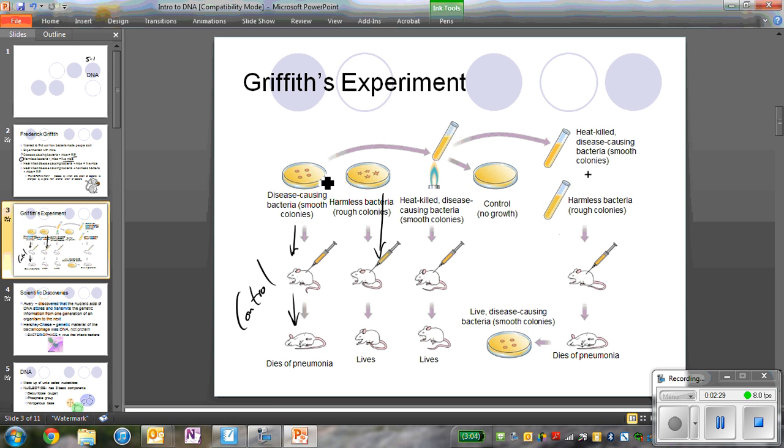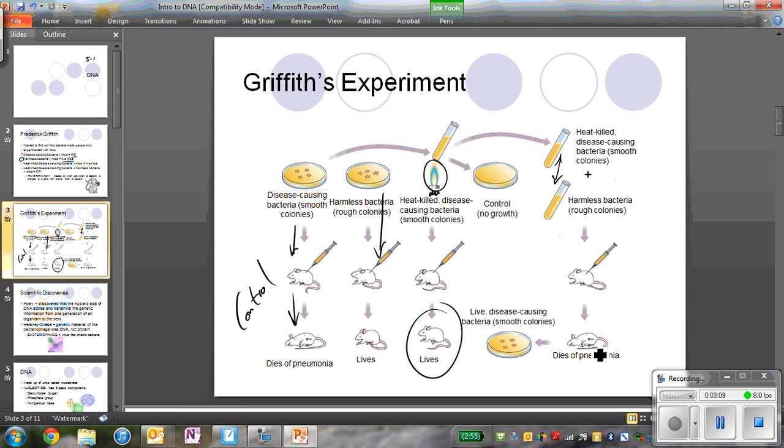In one instance, he took the disease-causing bacteria and heated it up using a flame. After doing that, he grew them and injected them into the mice, and the mouse lived. So he discovered that he could harm the bacteria by heating them up, and nothing would really happen to the mouse. But the second trial he did also involved heat. He took the disease-causing bacteria and heated them up, and then he added harmless bacteria to the mixture. So both were in the same container. He then injected that into the mouse, and the mouse died.